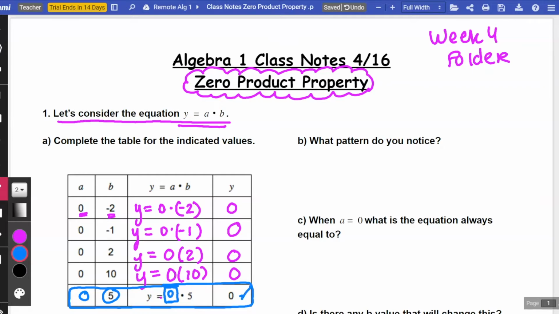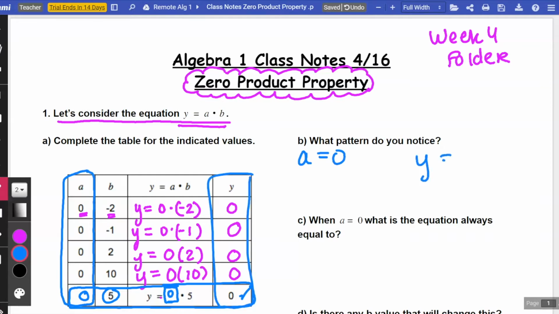What pattern do we notice from this table? Well, I noticed a couple patterns. I noticed that a was always 0. I also noticed that y always ended up being 0. And anytime I multiplied that 0 times any number for b, no matter what b was, I always ended up with y equals 0.